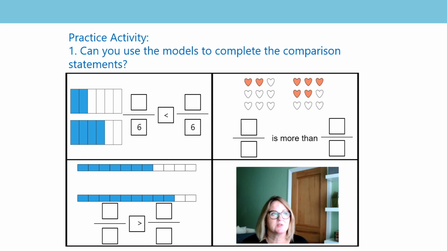How many equal parts are shaded? We have 2 lots of 1/6. So 2 lots of 1/6 is less than 4 lots of 1/6. And you know that, same denominator, you know 2 is less than 4, or 2 lots of 1/6 is less than 4 lots of 1/6. Let's have a look at this one.